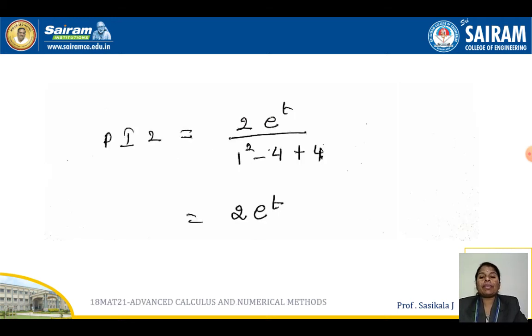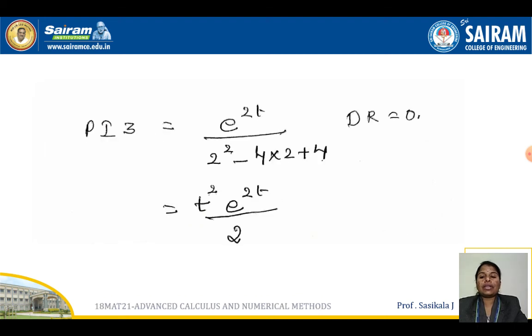Now go with your second particular integral. What is your second particular integral? It is 2 into e power t by D square minus 4D plus 4. So here also it is the e power ax formula. D is to be replaced by the value of a, which is 1 here. So it will go 1 square minus 4 plus 4. It will be 2 into e power t, because plus 4 minus 4 will get cancelled.